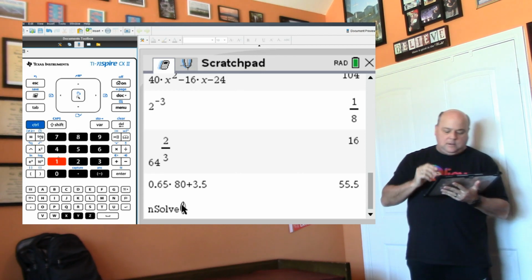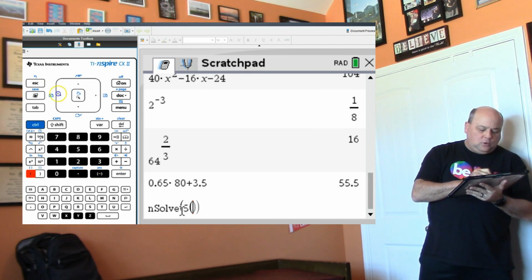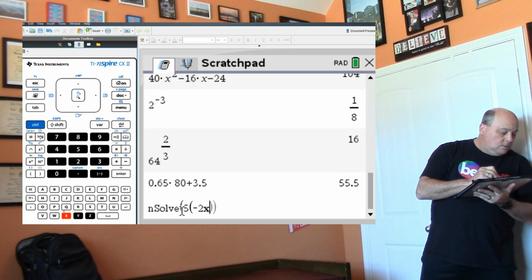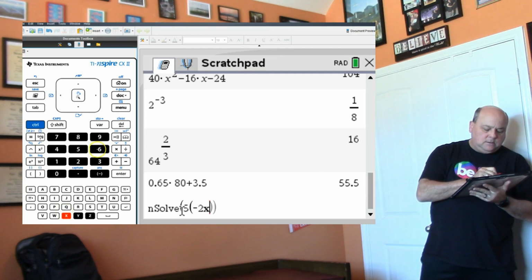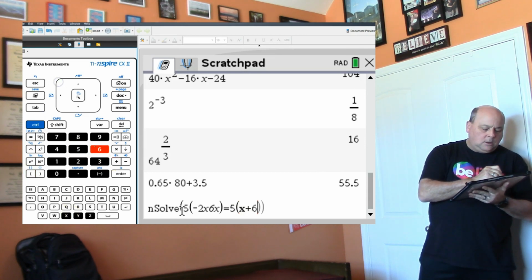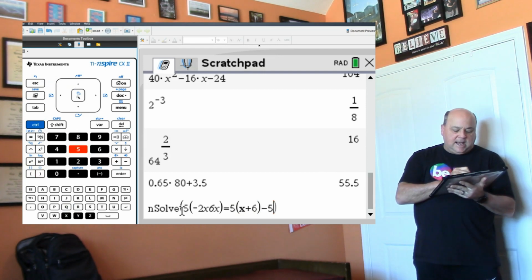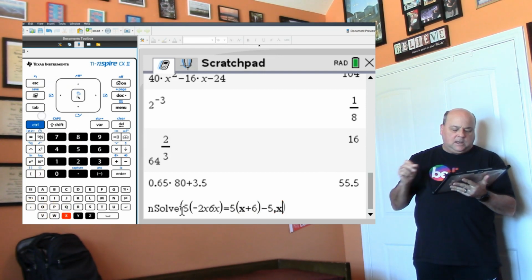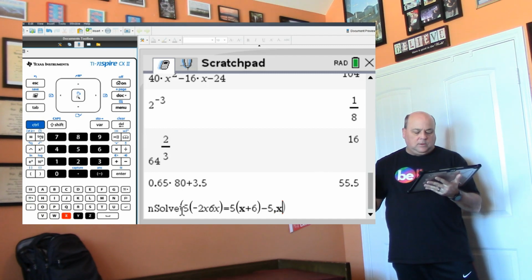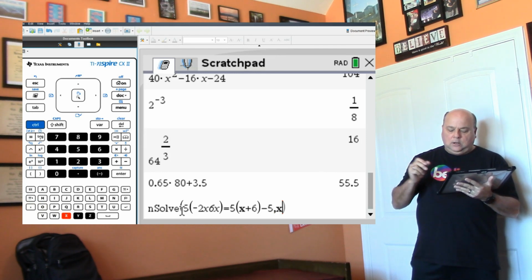So we have 5 parentheses, just type it in as is. Negative 2x minus 6x, close parentheses, equals, then I need 5 parentheses, x plus 6, close parentheses, minus 5. And then I have to put comma x, right? Comma x. So I got 5 parentheses, then the comma x, and that all looks good. Hit enter.